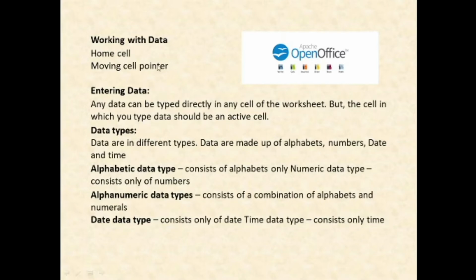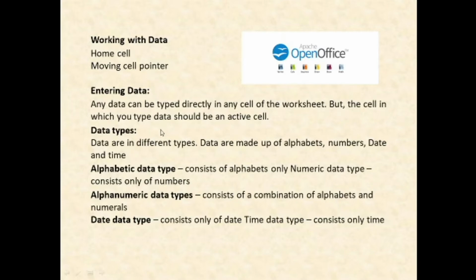Home cell means if you press the home key in the Excel sheet, the currently active cell is A1. So when you open the Excel sheet, the cursor will be selected by default in the cell A1, that is called the home cell. For moving the cell pointer, you can press the left arrow, right arrow, top or bottom arrow, or you can use the Tab button to move the cursor forward. You can also use Shift plus Tab to move the cursor in the backward direction.